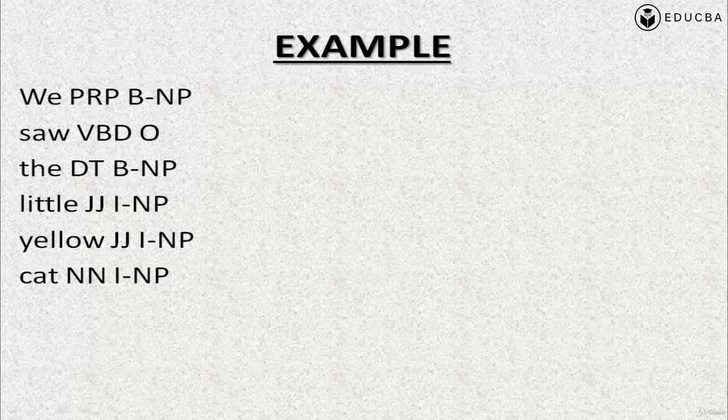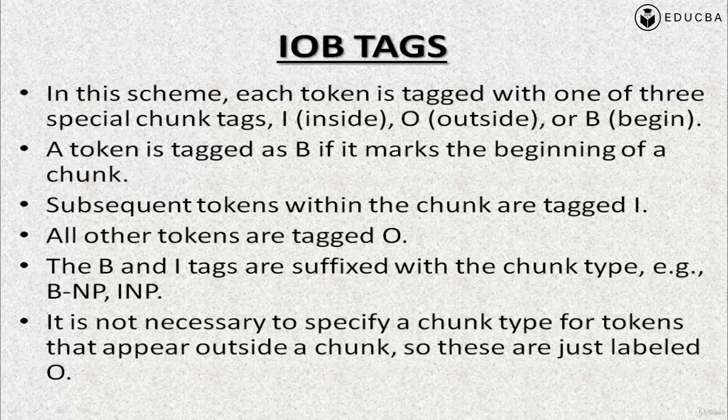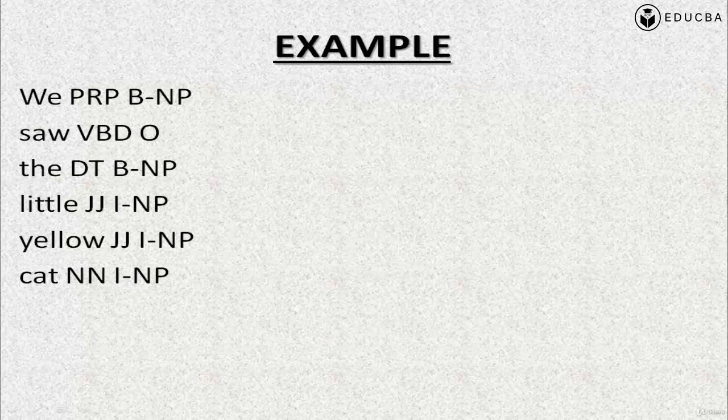So this is the complete example in which we have used B and I tags, and O for those which are not present in any chunk, that is saw. Saw is not in the noun phrase, so that's why we have used a simple O. So this is the example of your IOB tags. Now I will show you the other representation type of chunks, that is tree.